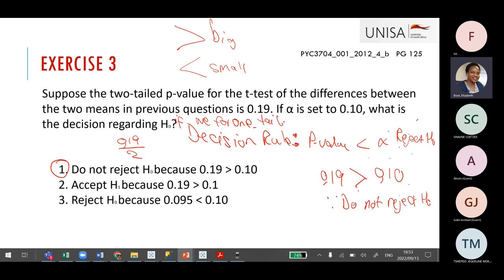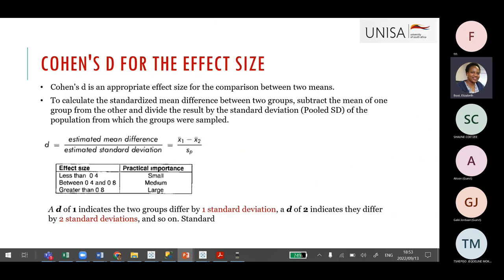But I see that we are left with 30 minutes and I still need to do one more, so I'm just going to rush through this. It's just for information. We also have what we call the Cohen's d for effect size. You will need to go and read up on Cohen's d.